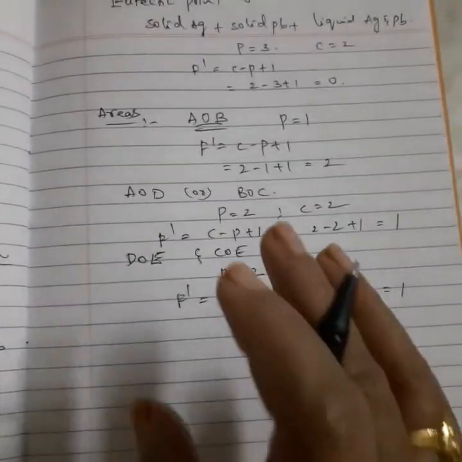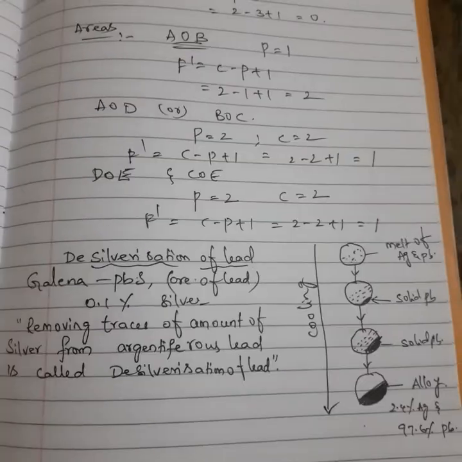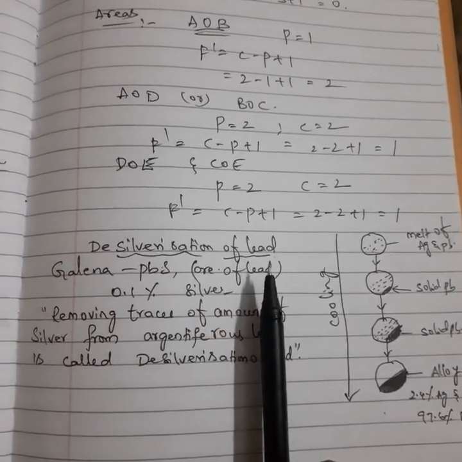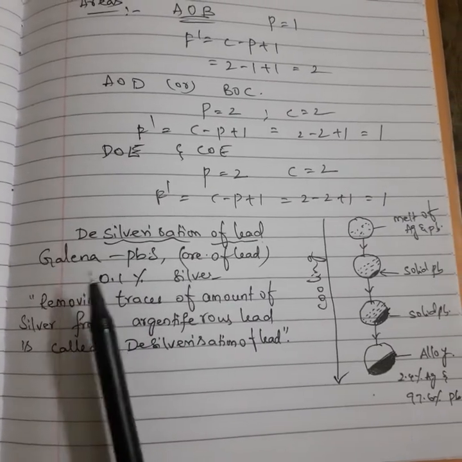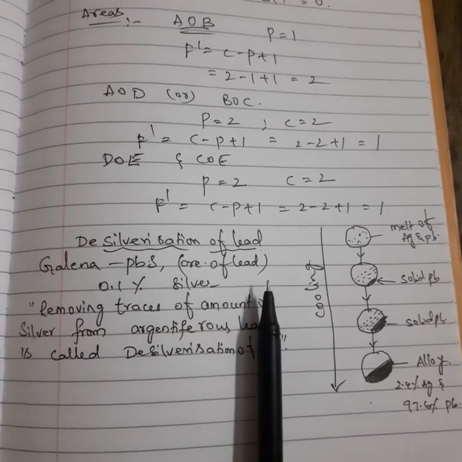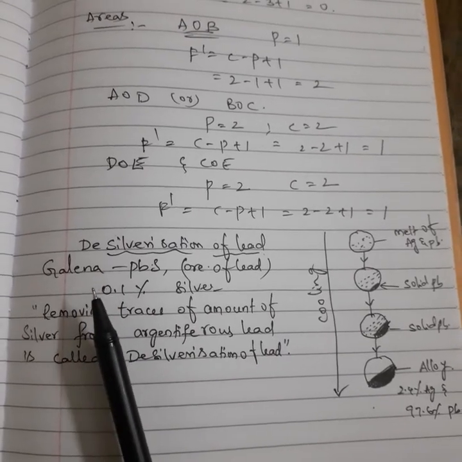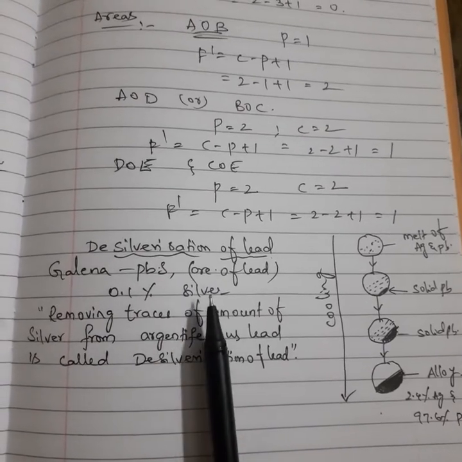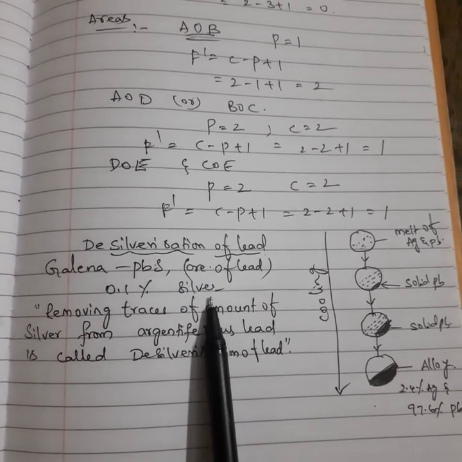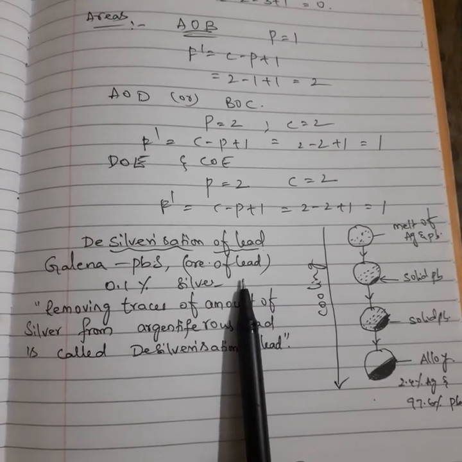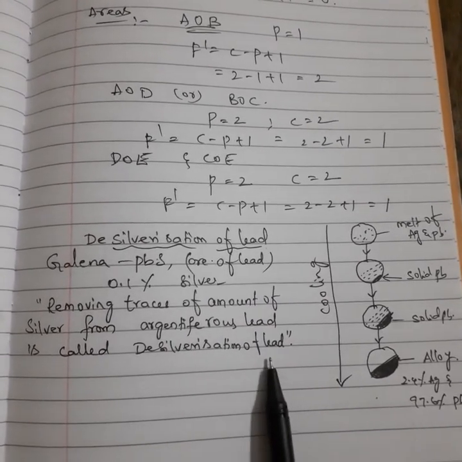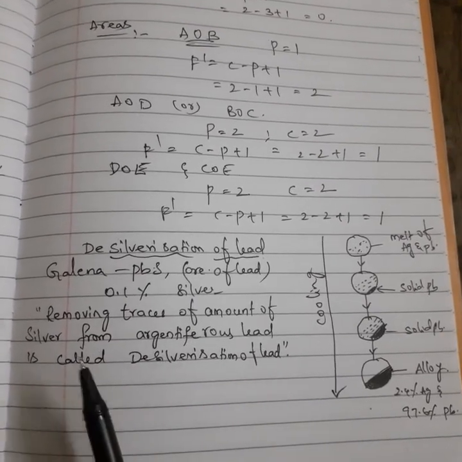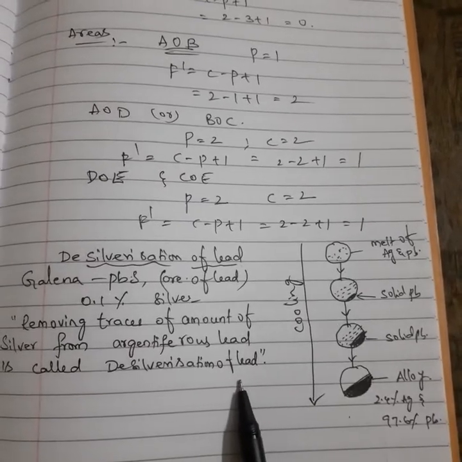But there is another continuation topic. The continuation one is desilverization of lead. Generally, when we are digging the earth, we will get ore of lead like galena. Always it contains 0.1% of silver as impurity. Now, what is our aim? We need to remove this silver from this argentiferous lead. That process is called desilverization of lead. Removing traces of silver from argentiferous lead is called desilverization of lead.